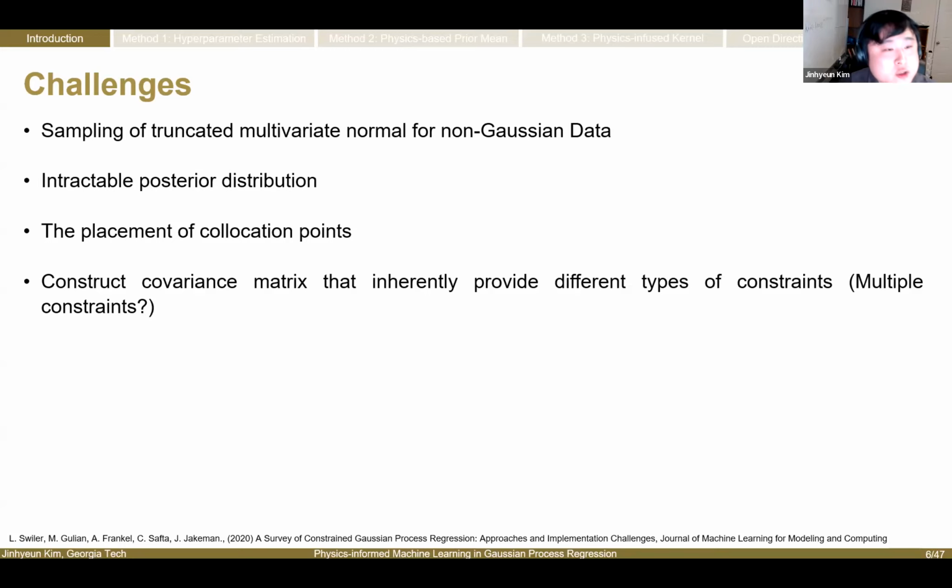For the equality constraints, it may not be practical to construct a covariance matrix that inherently provides different types of constraints. What if we have more than one constraint, for example, equality or inequality constraints? Many of the constrained Gaussian process regression methods target embedding a specific type of constraint, and they may not be flexible enough to tackle these various scenarios.